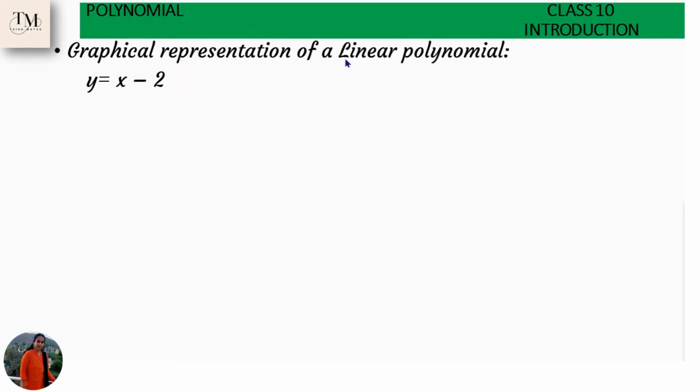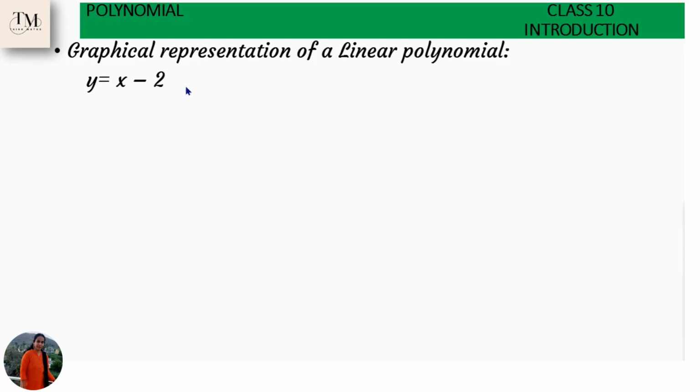So what is a linear polynomial? It's nothing but a polynomial that has degree 1. Degree is nothing but the highest power of the polynomial. Here the highest power is 1, that is, the degree is 1, then it is called a linear polynomial. Here y is equal to x minus 2 is a linear polynomial.